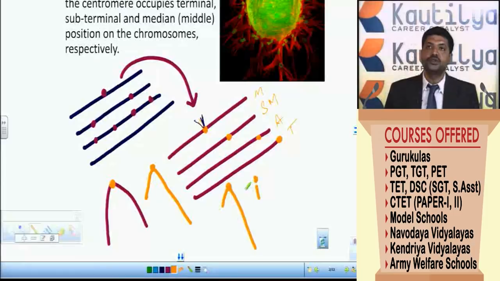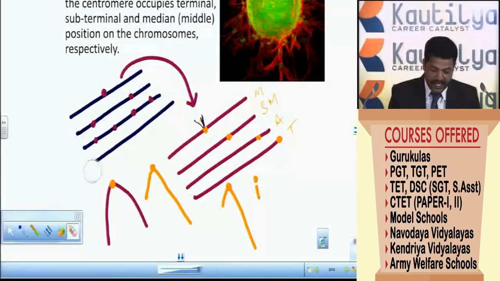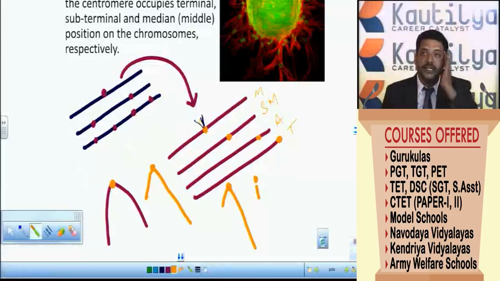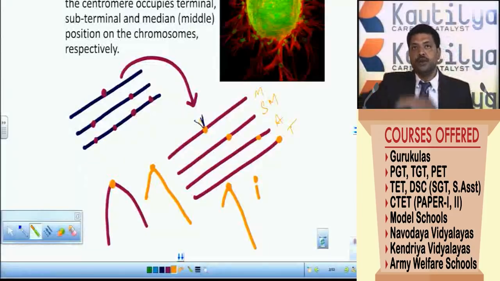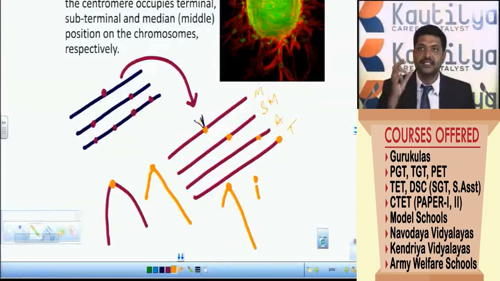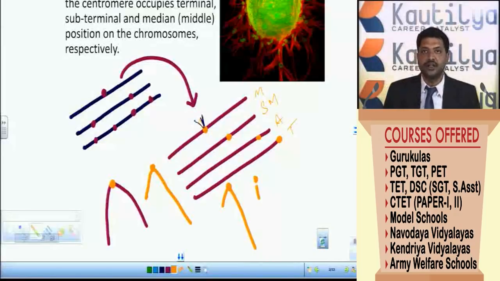Dear friends, you should remember that chromosomes are classified into basic categories depending on the number of centromeres: monocentric, dicentric, polycentric. Monocentric chromosomes are further classified into four categories: metacentric, submetacentric, acrocentric and telocentric. If the centromere is exactly in the center, it is metacentric; near the center, submetacentric; near one end, acrocentric; at one end, telocentric.